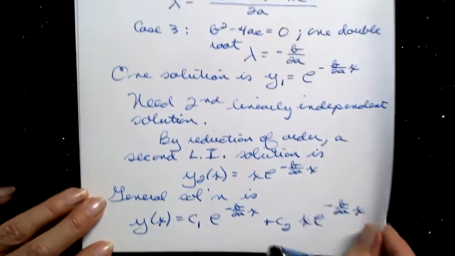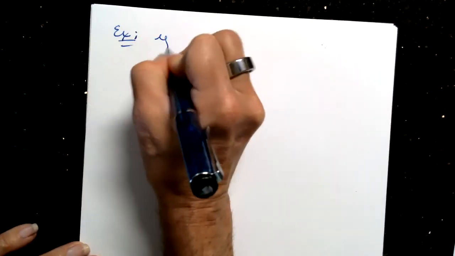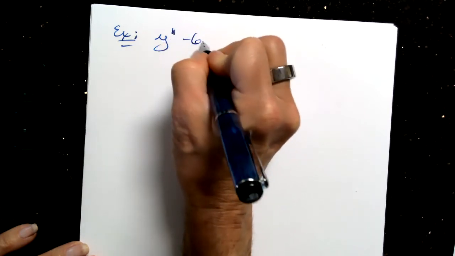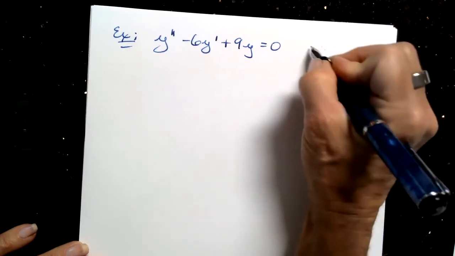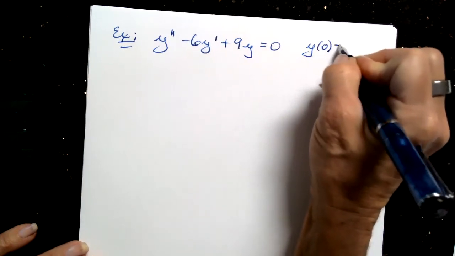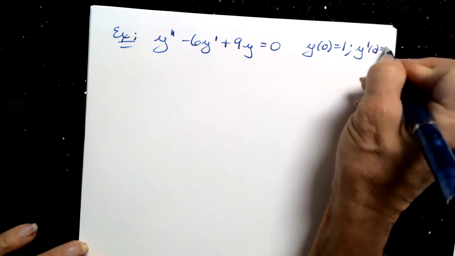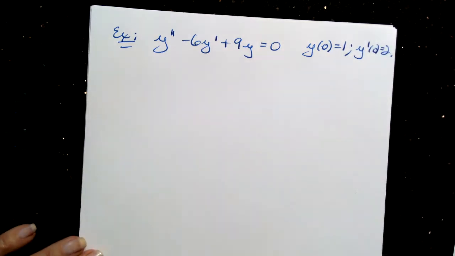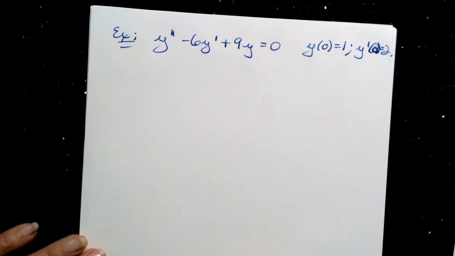All right, so now let's look at a specific example. And this time we'll do one where we have some initial conditions. So let's look at the example, y double prime minus 6y prime plus 9y equals 0. And let's say y of 0 equals 1 and y prime of 0 equals 2. Okay, that's a y prime of 0. Make that clear to read, okay?